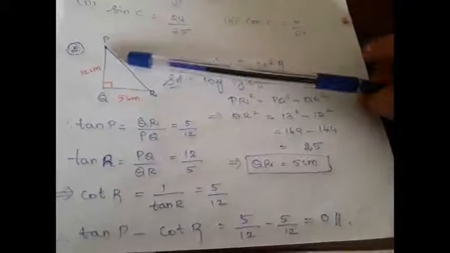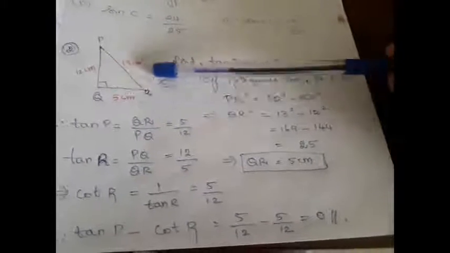Now let us see how we can solve our second question. They have given you a right triangle in which PQ and the hypotenuse PR values are given. They didn't give QR, right? They asked you to find tan P minus cot R.